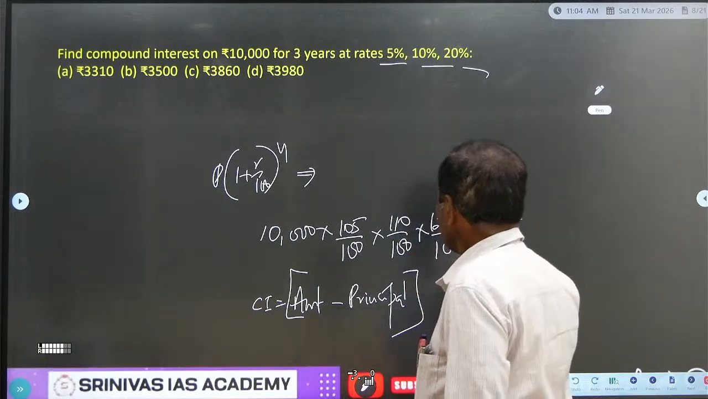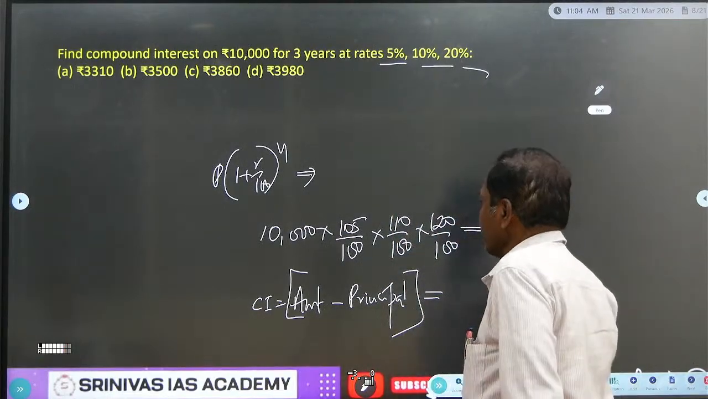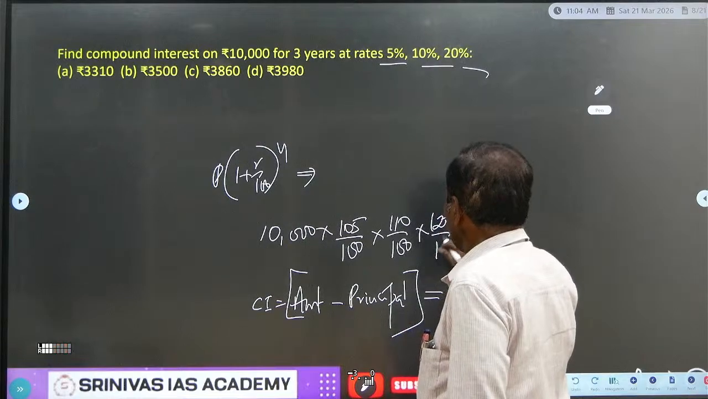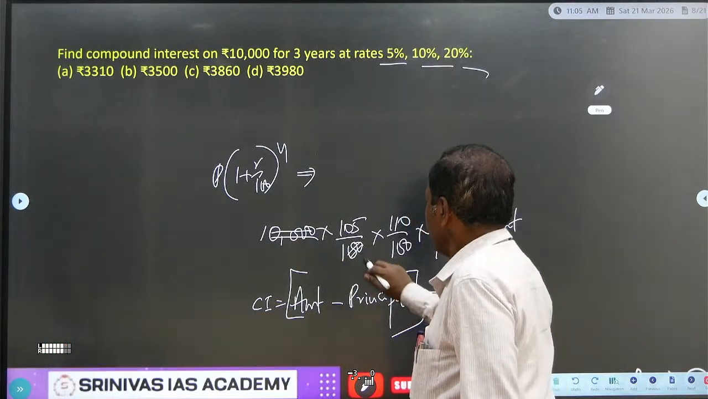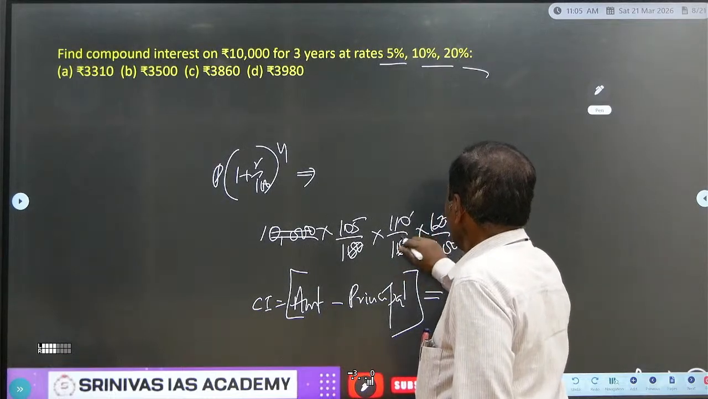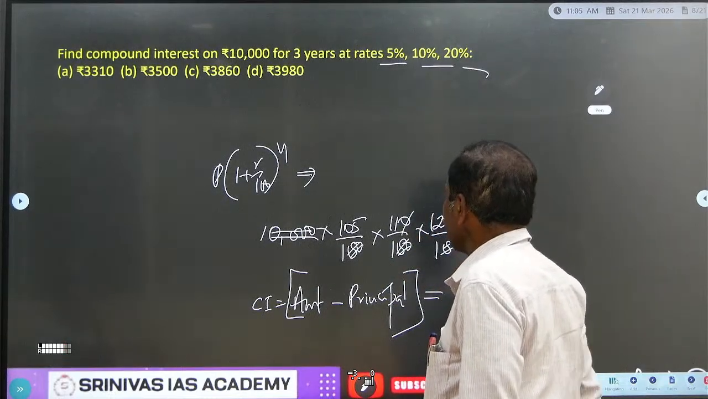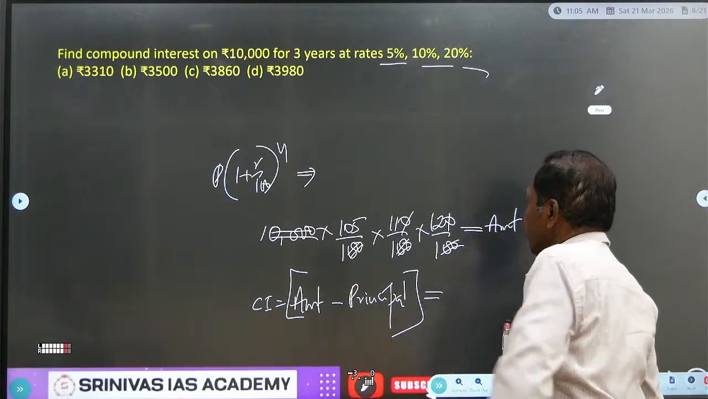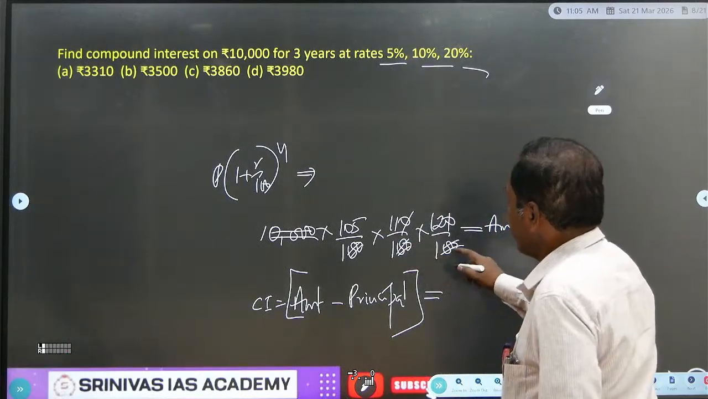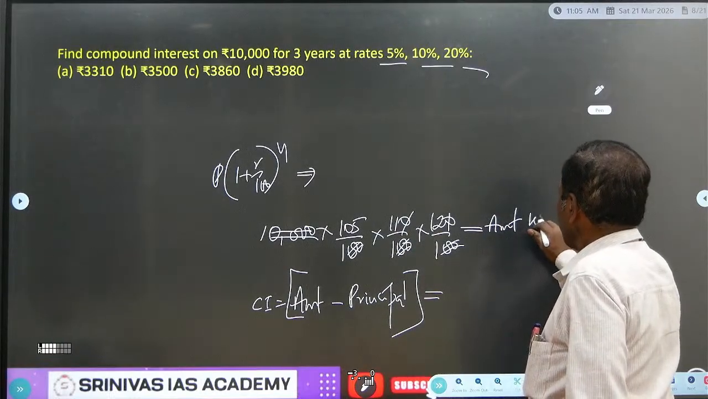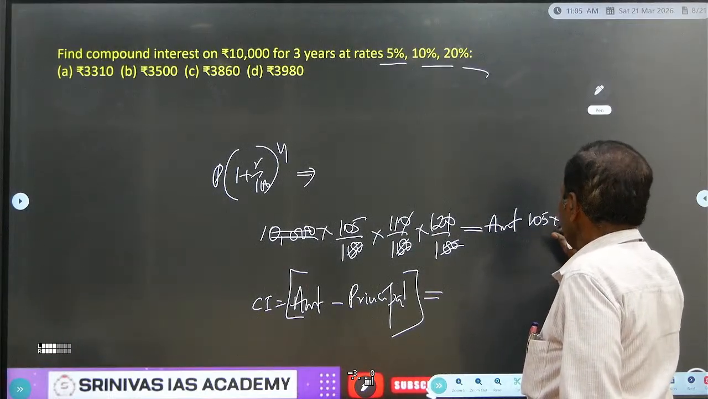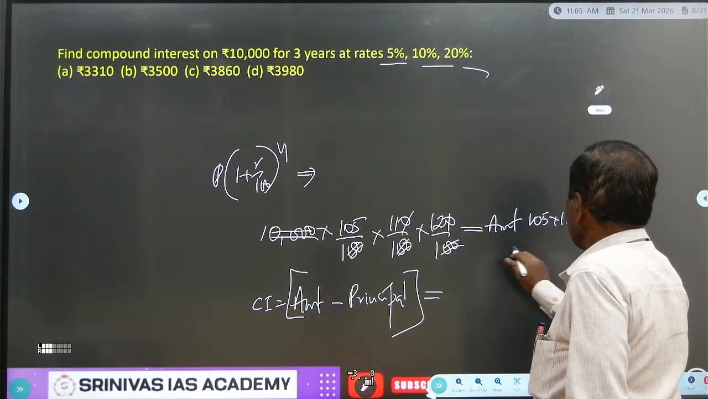Right. So that is what. Now we can see here 4 zeros, we'll take it out. And here also one, where all the zeros get cancelled. And 105 into 11, 1 is out. Then 105 into 11 into 12 is how much?